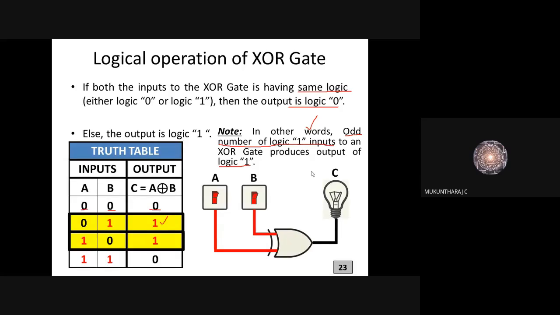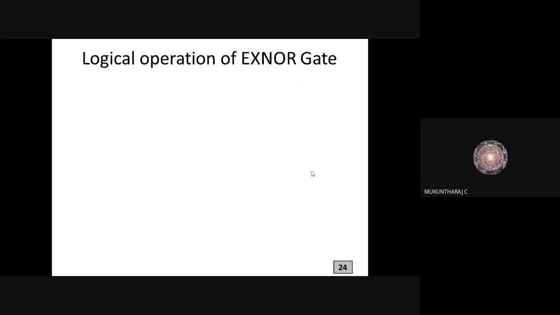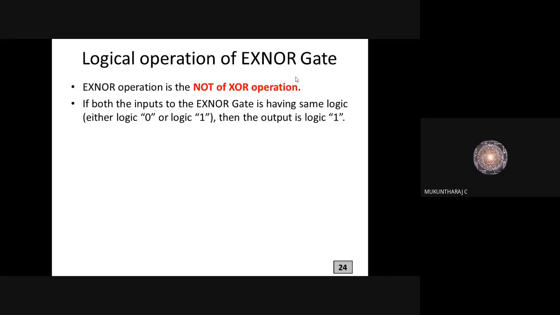Right? Then the next gate is XNOR gate. XNOR means the NOT operation of XOR gate: XOR followed by NOT gate. So here the logic is reversed. If both the inputs to the XNOR gate have the same logic, then the output goes to logic 1.